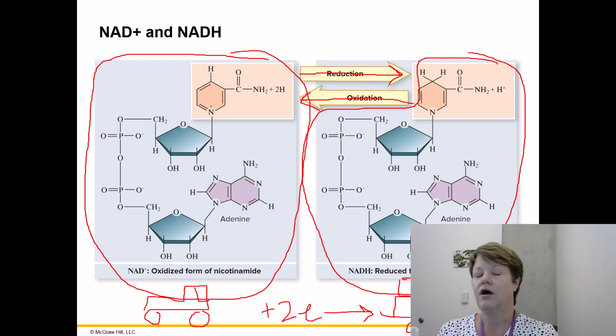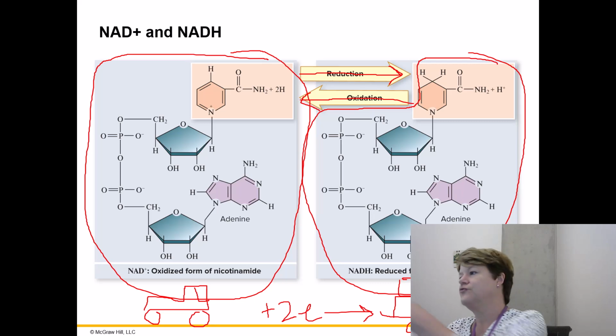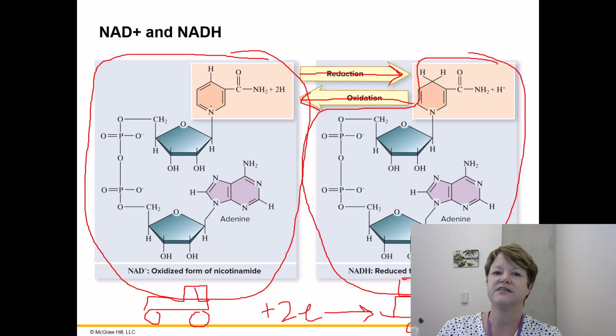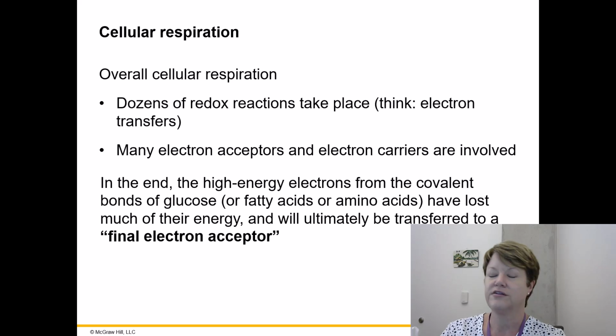All that NAD+ is really doing is picking up 2 electrons, and then we call it NADH, but then it's going to drop those off somewhere else. It's literally transporting them, passing them off from one molecule to another in the cell. So we call them electron carriers. And there are lots and lots of NAD+ molecules in the cell.